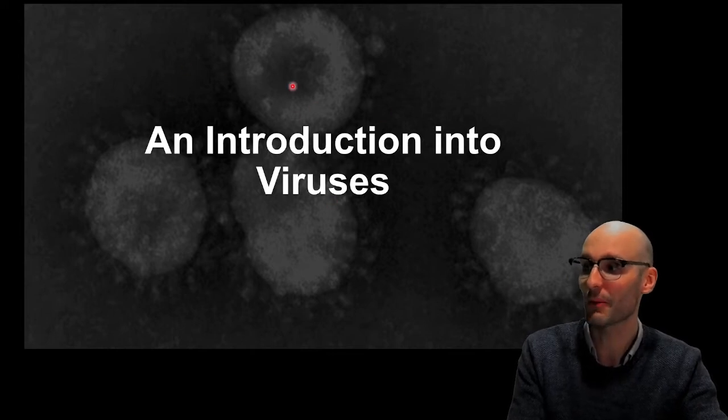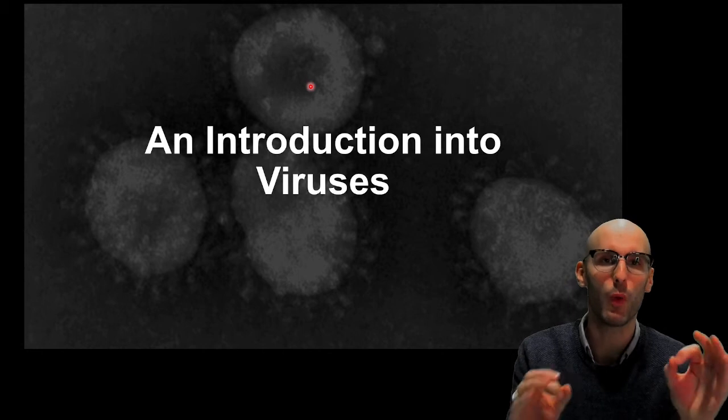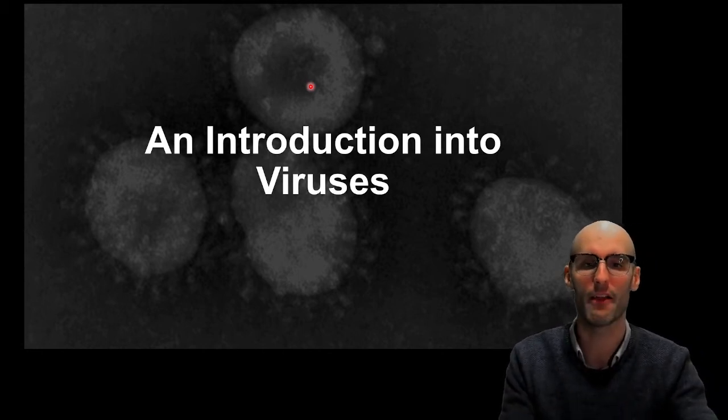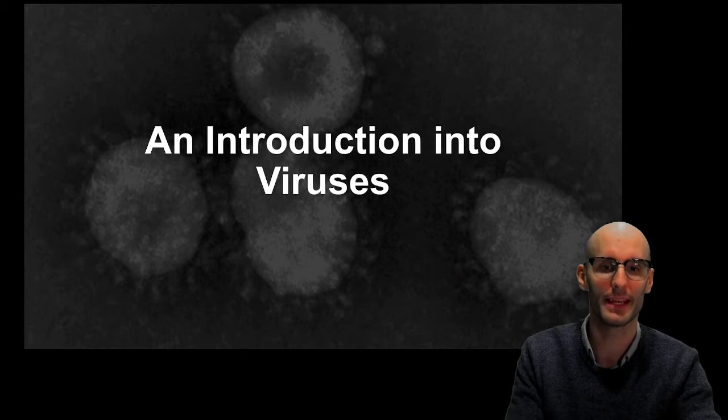So we're just going to start with a little introduction, and as my little background image there, that is the one and only SARS-CoV-2, aka COVID-19 virus. And we can see why it's called a coronavirus, because it looks like it's wearing a crown. That's where that name comes from.